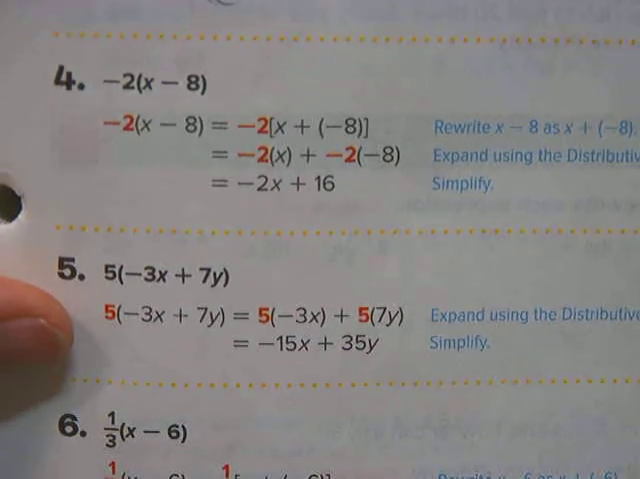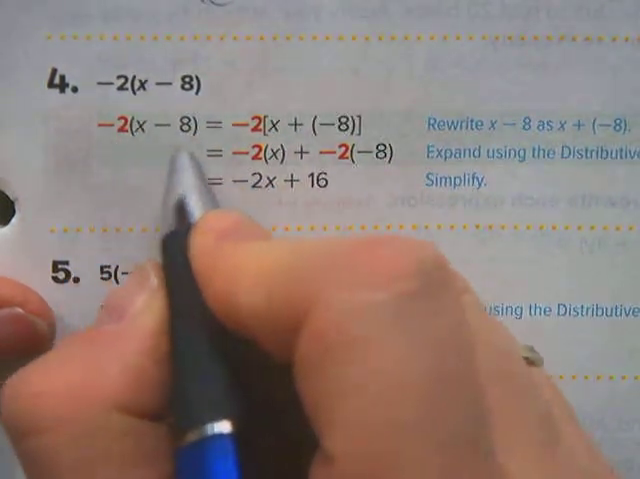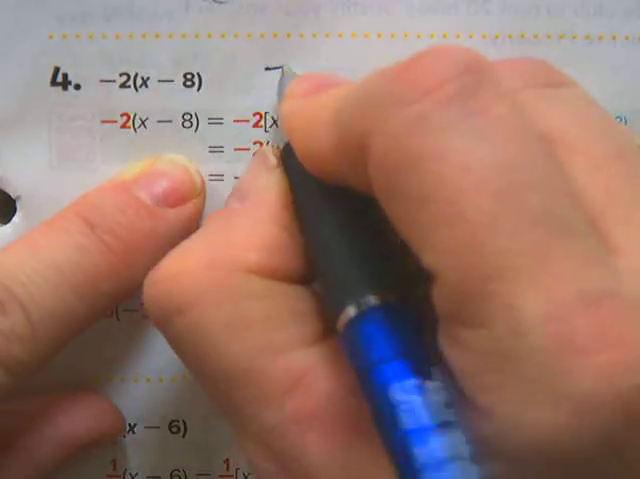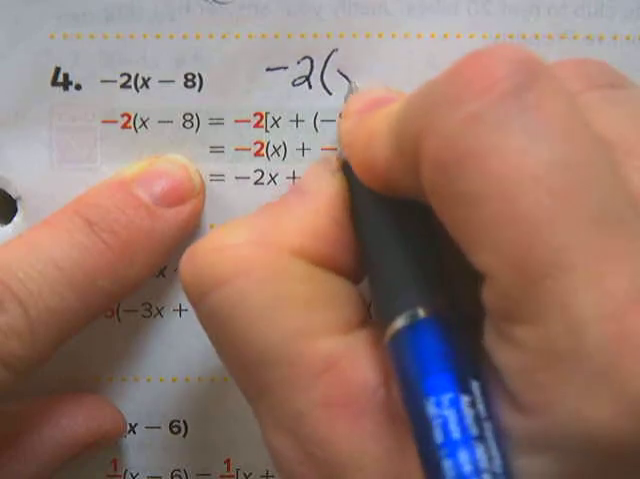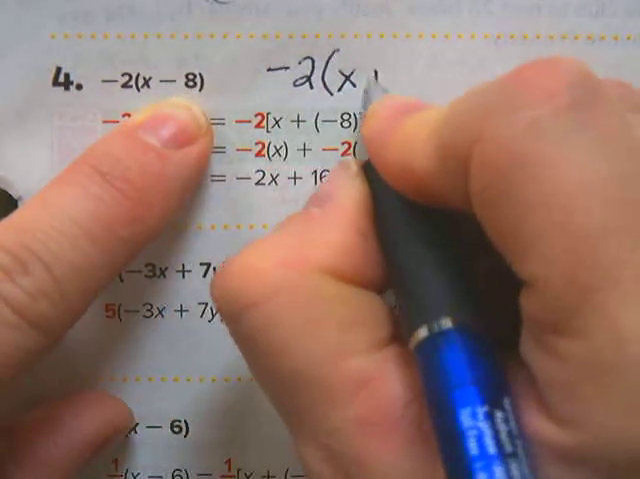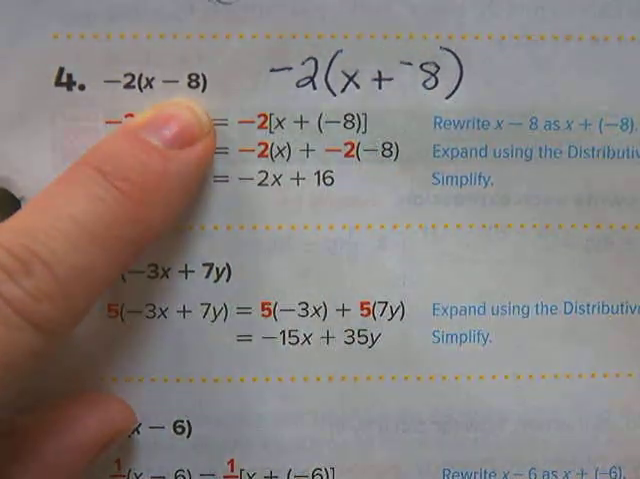Okay, so this is a little bit more helpful when we get to a problem like this. So I would suggest that when you have a problem that has a subtraction, you get in the habit of writing it as adding the opposite. So instead of minus 8, let's write plus negative 8.